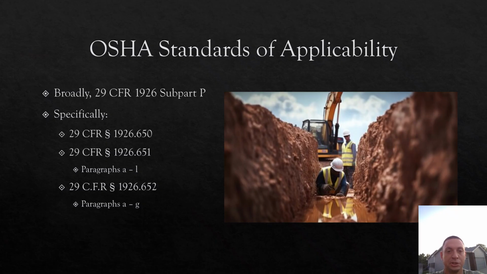The OSHA standards of applicability, broadly, it covers 29 CFR 1926 Subpart P, and specifically 29 CFR 1926.650, 29 CFR 1926.651, paragraphs A through L, and 29 CFR 1926.652, paragraphs A through G.